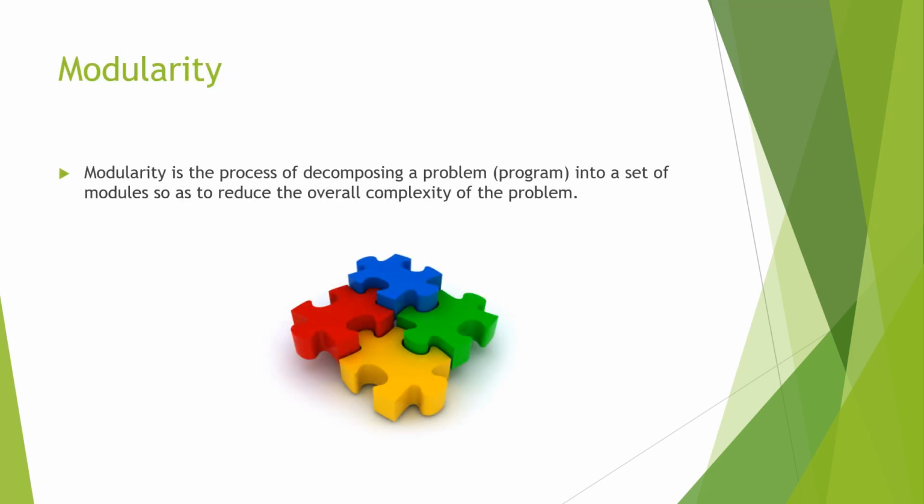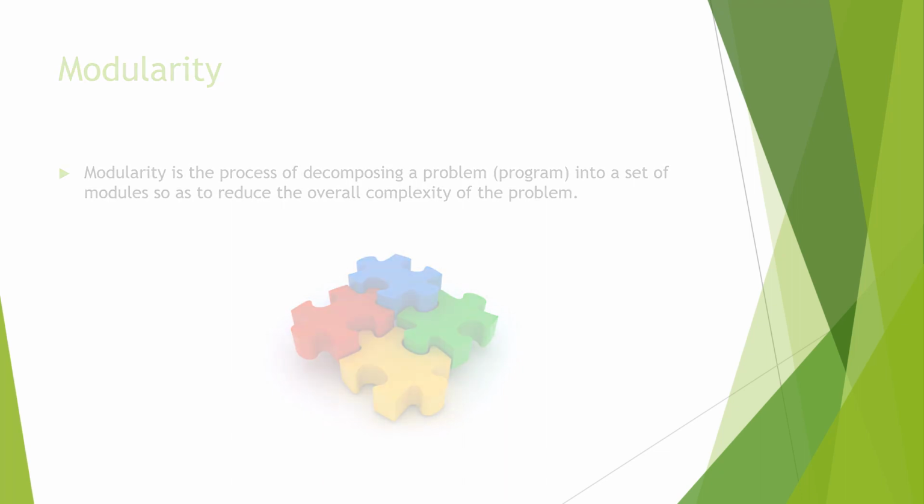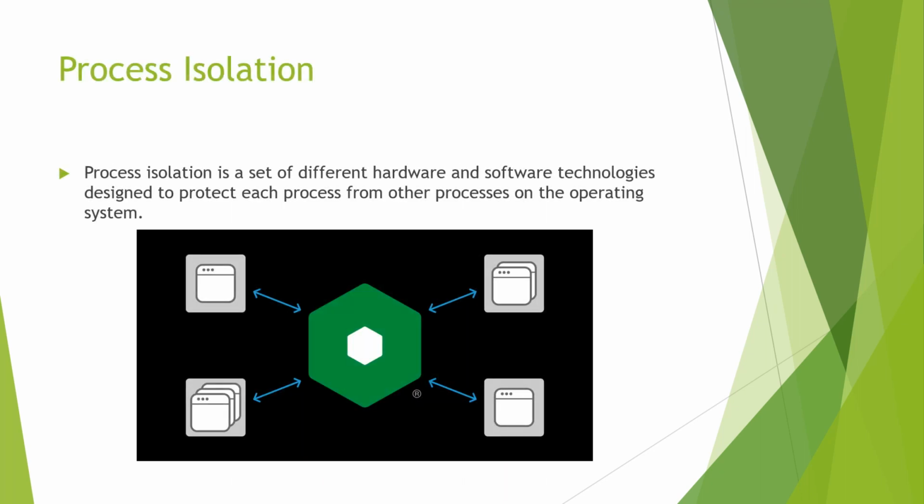Modularity. Modularity is the process of decomposing a program into a set of modules so as to reduce the overall complexity of the problem. Process isolation. Process isolation is a set of different hardware and software technologies designed to protect each process from other processes on the operating system.